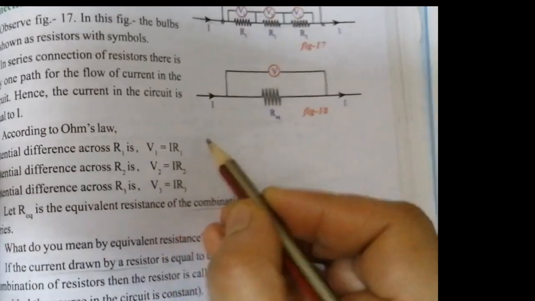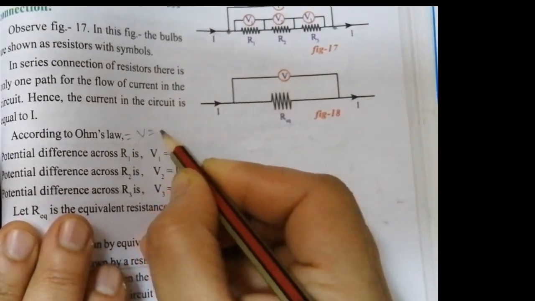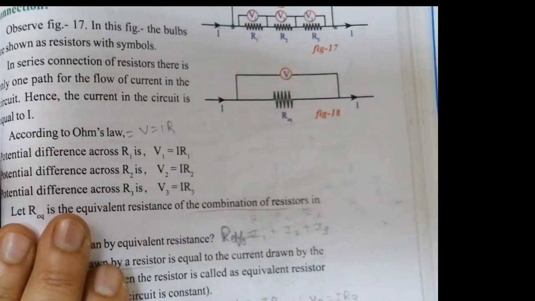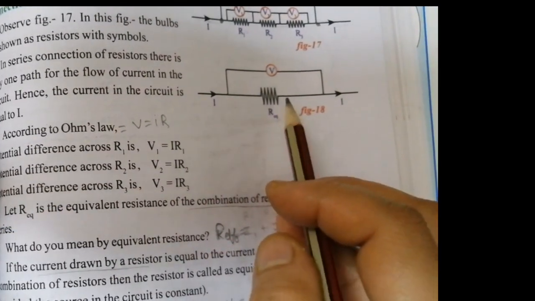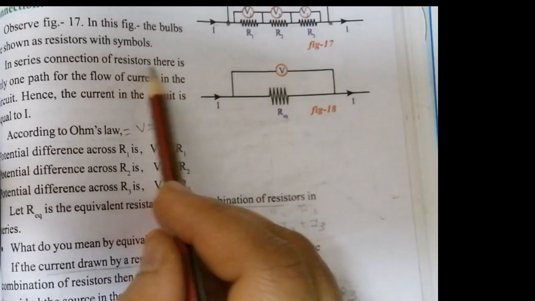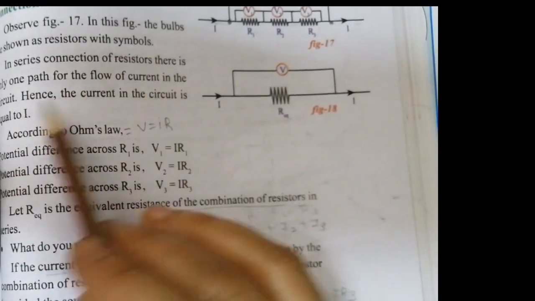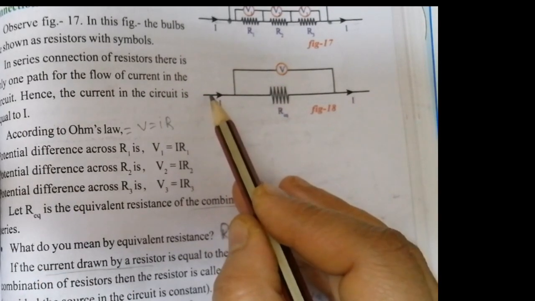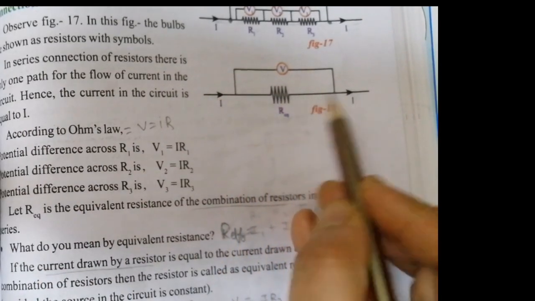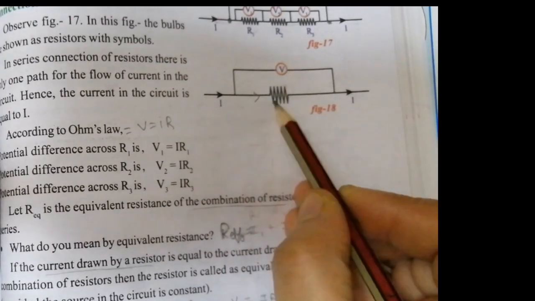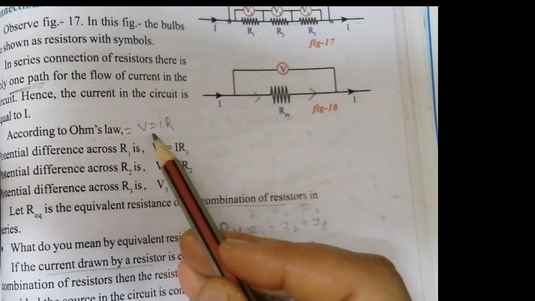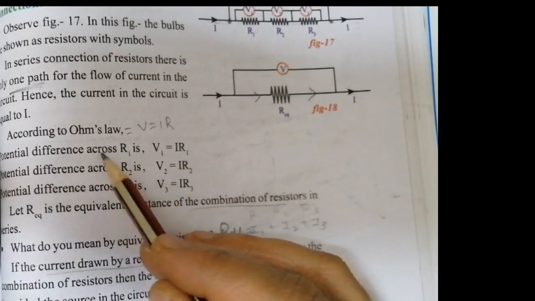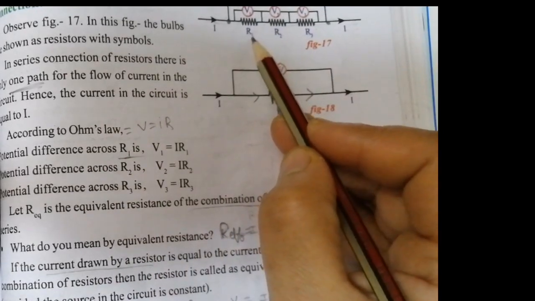Now, according to Ohm's law, we know that V is equal to IR. See, in a series connection of resistors there is only one path for the flow of electrons in the circuit. The direction of the current is a single path, unidirectional current. It passes through the resistors and goes to the other terminal. According to Ohm's law, V is equal to IR, so let us consider the potential difference across R1.